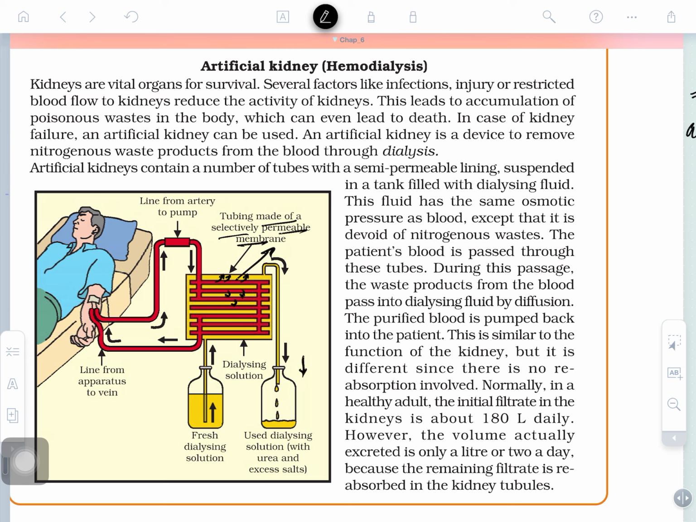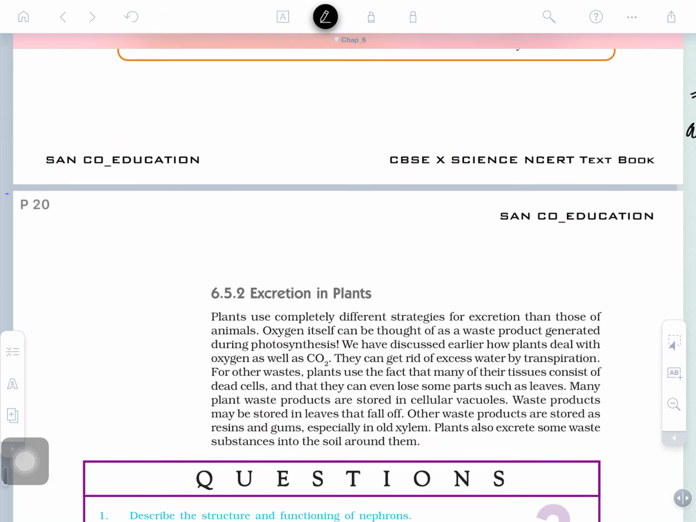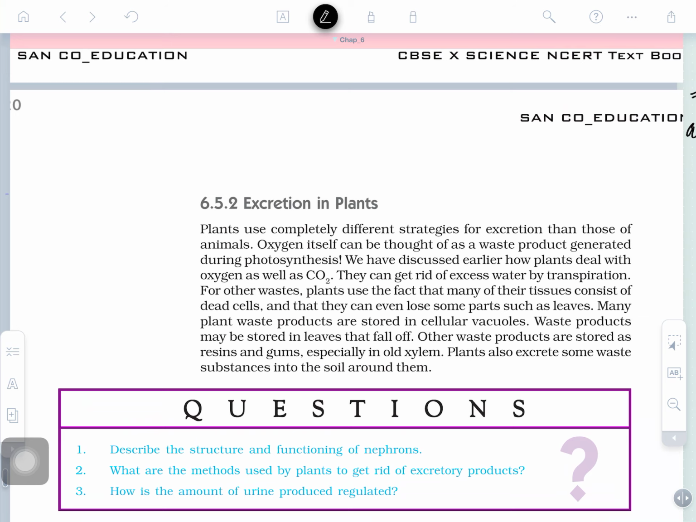So hemodialysis is, in simple words, used when several factors like infection, injury or restricted blood flow affect kidney survival. Whatever I told you, just write it here, guys. And along with this we have just completed the excretion process in humans, and the important points should always be noted by you.